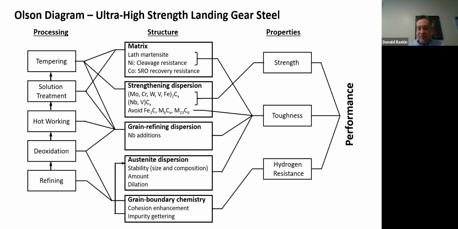And there's a little increase in volume as you go from austenite to martensite. And that little increase in volume can actually reduce the stress intensity at the crack tip, so-called shielding the crack tip. So you effectively end up with a tougher material.